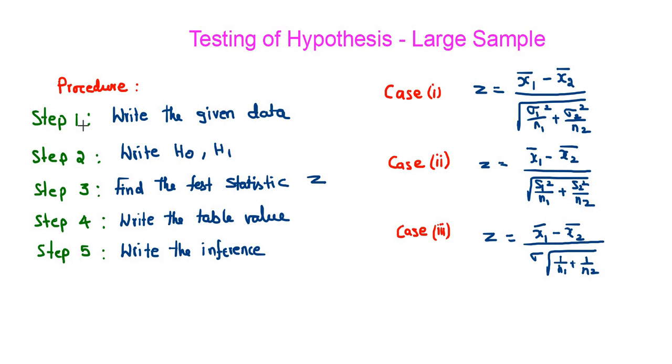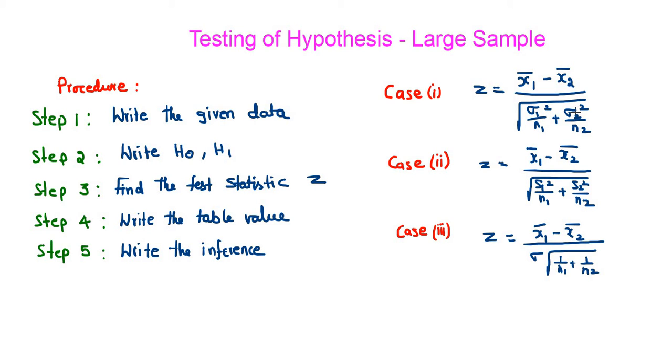Procedure. Step 1, write the given data. Step 2, write H0, H1. Step 3, find the test statistic Z. In this topic, we have three cases for the formula. Z is equal to x1 bar minus x2 bar by root of sigma 1 square by n1 plus sigma 2 square by n2. If we know the two population variances or standard deviations, then we use this formula.